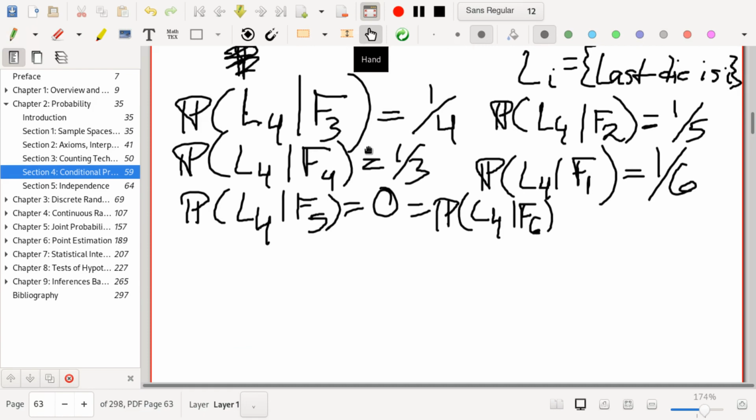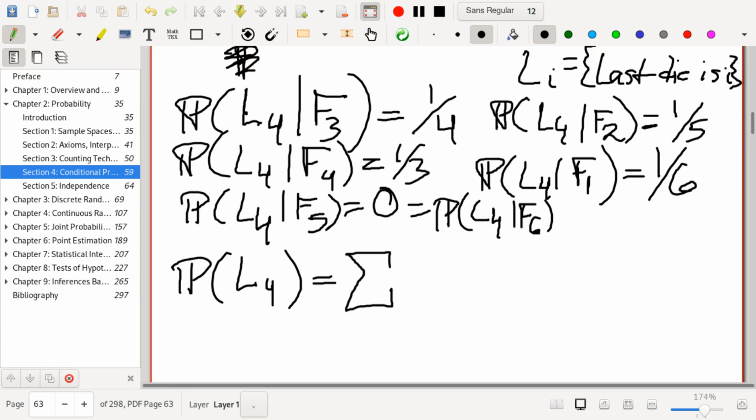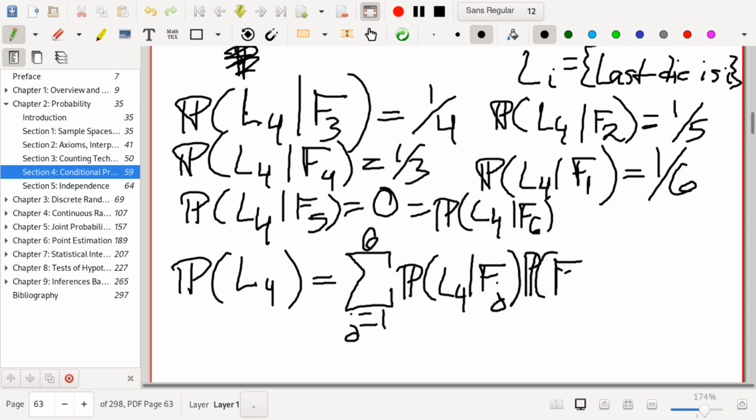So now I want to compute the probability that the last die is 4, and I'm going to use the law of total probability for this. According to the law of total probability, this is the sum from j equals 1 to 6 of the probability that the last die is going to be 4, given that the first die is equal to j, times the probability that the first die is equal to j. Well, the probability the first die is equal to j is just going to be 1 over 6, because each of those outcomes is going to be equally likely.